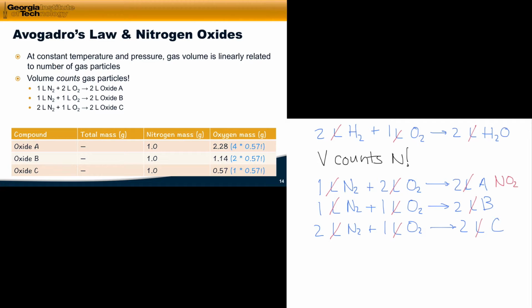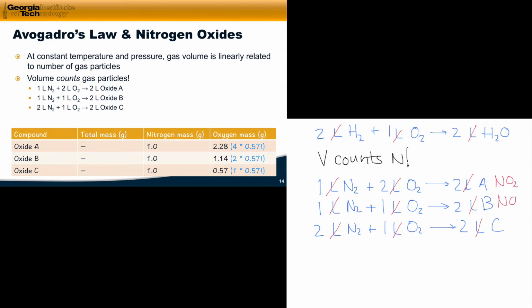We can do the same dance with oxide B. 2 nitrogen atoms and 2 oxygen atoms combine to make 2 molecules of oxide B. To balance it, oxide B must be NO. We could also conclude that from the mass ratios in blue that you see in the bottom right here. If the ratio of oxygen is 4:2 in A to B, then we must have half as many oxygen atoms per nitrogen in oxide B. And indeed we see that. We've got 1 in oxide B and 2 in oxide A.